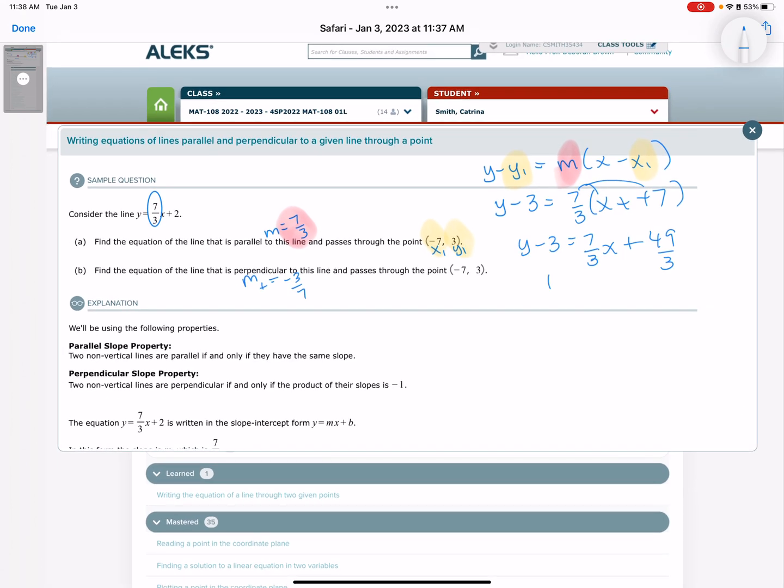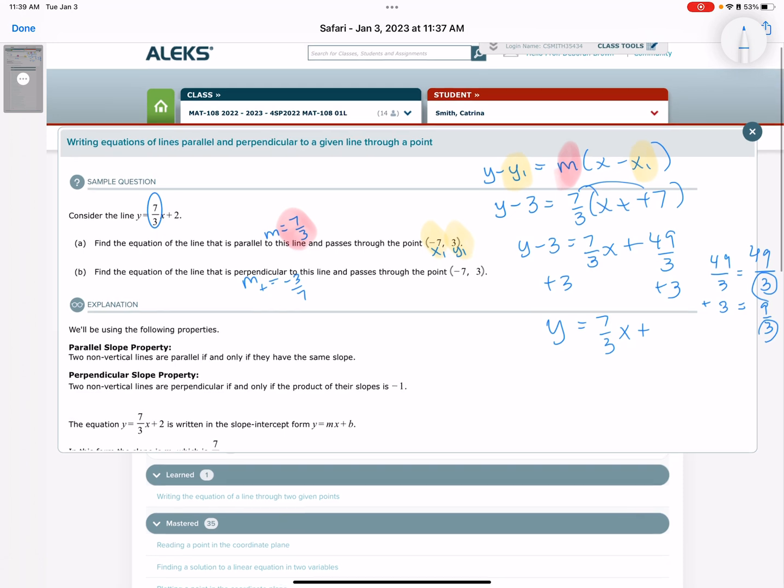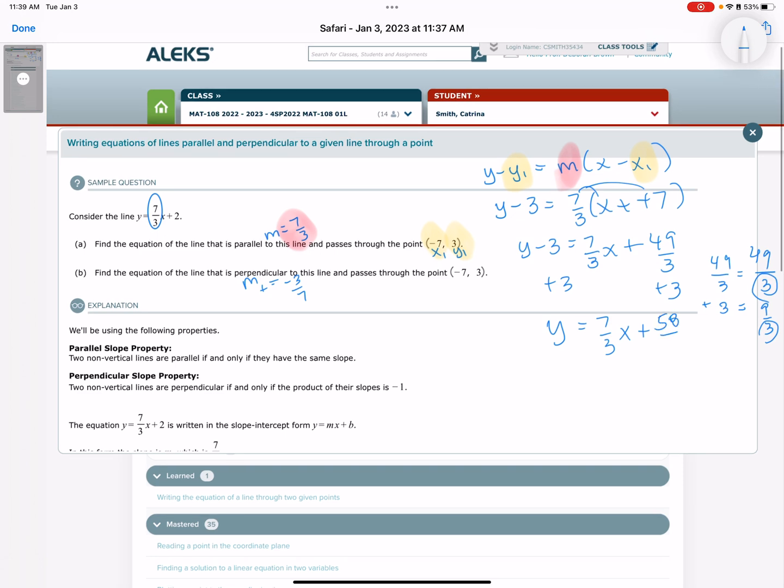So I'm going to add 3 to both sides. It gets a little messy. So 49 over 3 is going to be plus, let's just do that over there, 49 over 3 plus 3. I'm going to change the denominator. This one I'm not changing, but this 3 is going to change to 9 over 3, because isn't 9 divided by 3 just 3? But I need the same denominators, because I have 49 thirds, and now I need 9 thirds, and so that's going to be equal to 58 thirds.